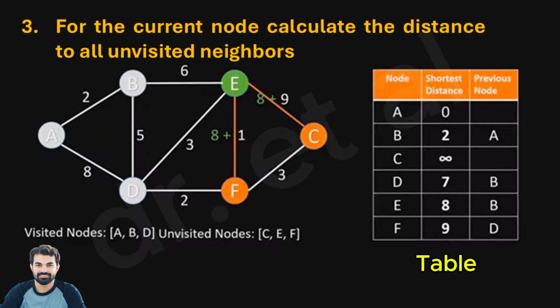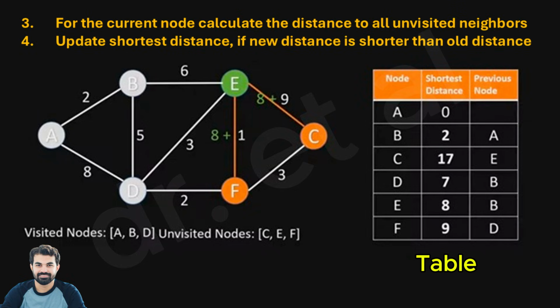Starting with node C, the distance from A to C through E is 17, which is 8 plus 9, which is less than infinity. So we update the table by setting the shortest distance of C to 17 and the previous node to E. When we check node F, we see that the new distance is 9, which is the same as the current distance in the table, so we don't make any changes. Now we are finished with node E.